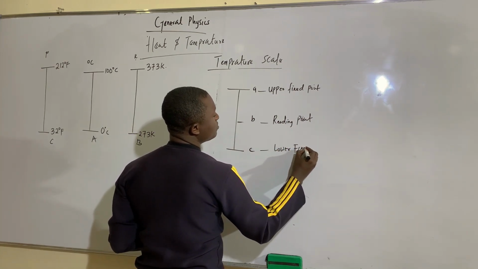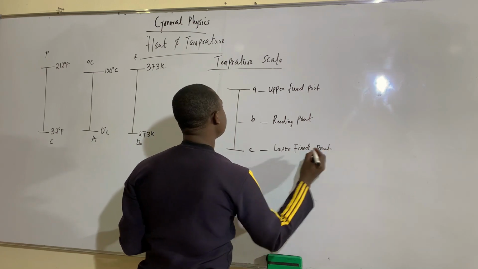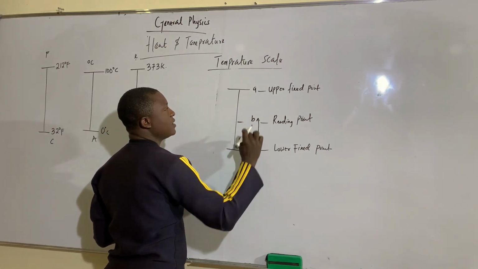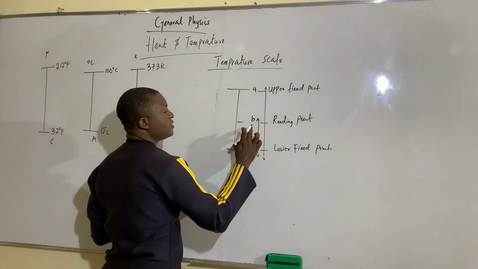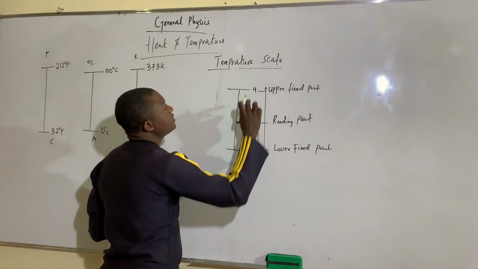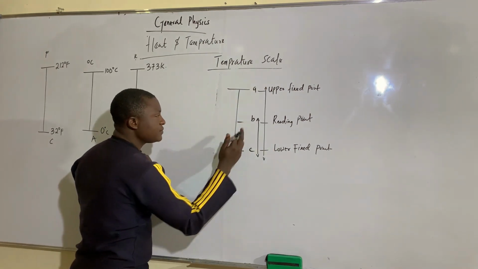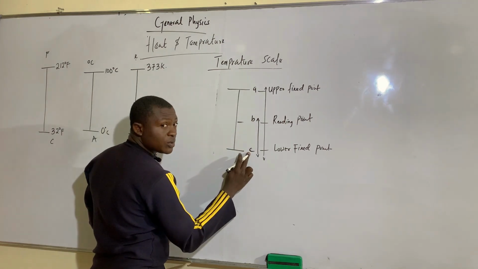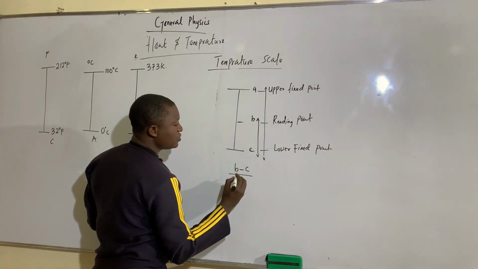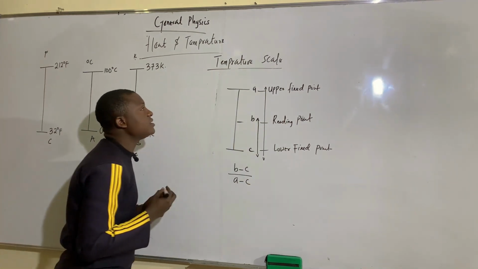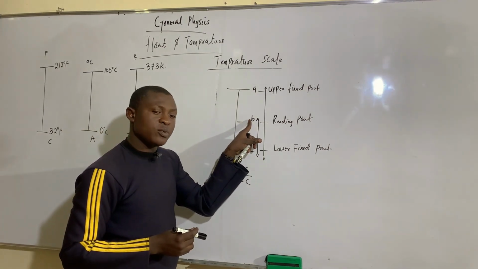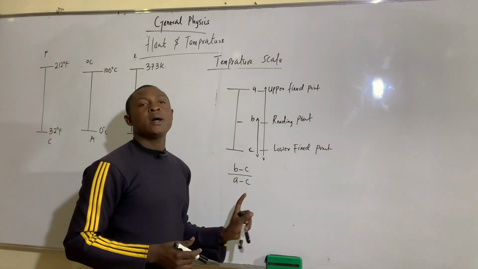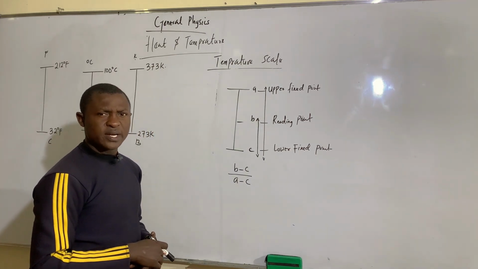So let's see how I'm going to derive that. Please look at it. From here to here, then from here to here. From the reading point to the lower fixed point, and from the upper fixed point to the lower fixed point, we have B minus C, divided by A minus C. Look at it: B, the reading point, minus C, divided by A minus C. I hope you get that one right.